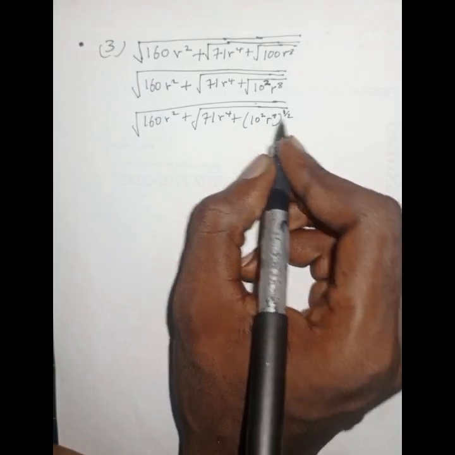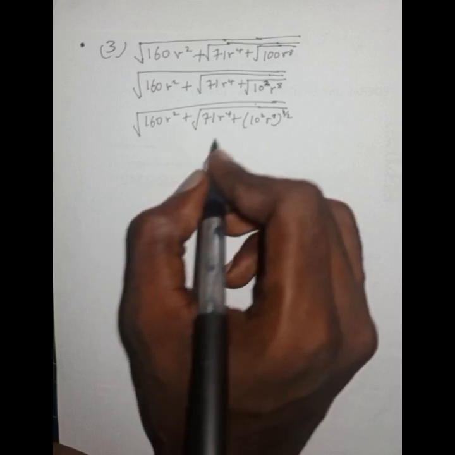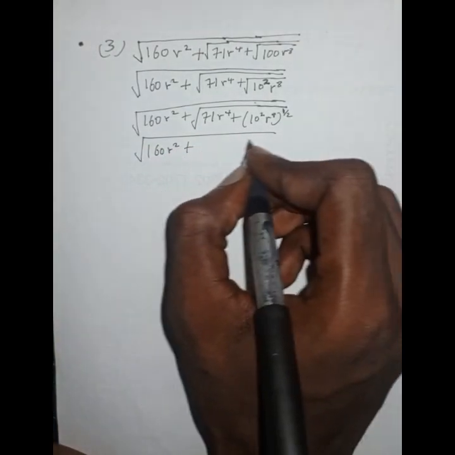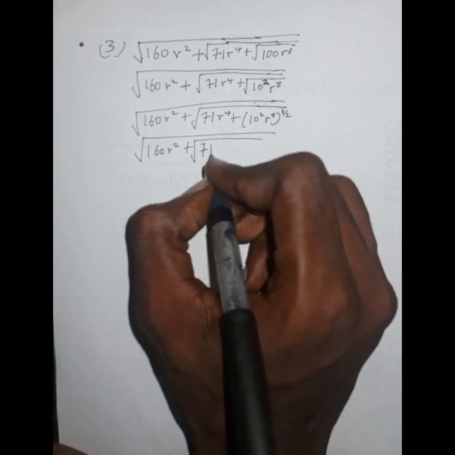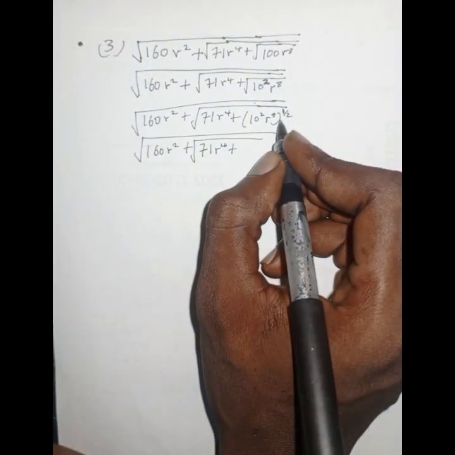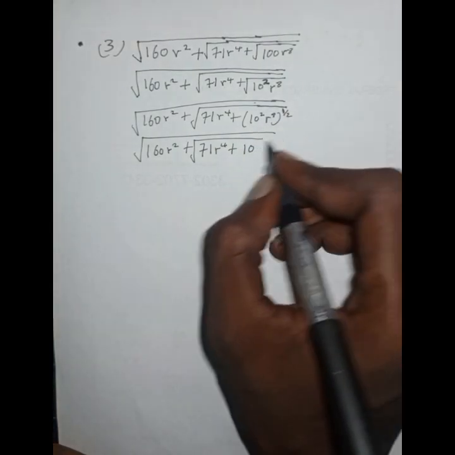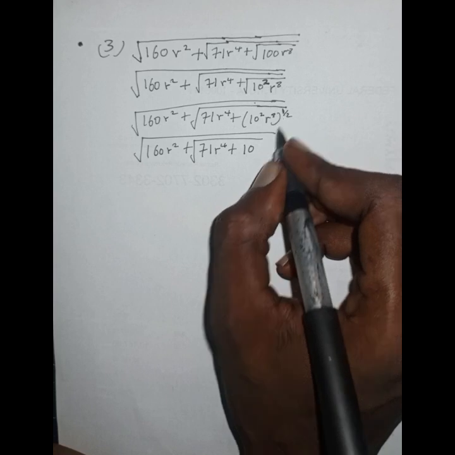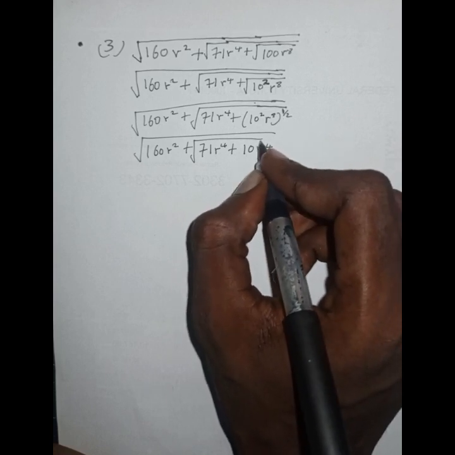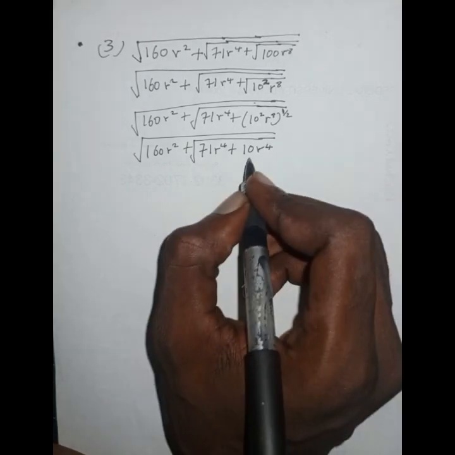Remember, power inside the bracket and power outside the bracket. I'll multiply this 2 times 1 over 2. I'll multiply this 8 times 1 over 2. So I'll be having my bigger root 160 r squared plus 71 r raised to the power of 4 plus 2 times 1 over 2, which is 2 over 2, which is 1. So I have 10 raised to the power of 1. There's no need to write the 1. 8 times 1 over 2 is 8 over 2, which is 4. So I can write this as 4, multiplying what is inside the bracket and what is outside of the bracket. So I have this.